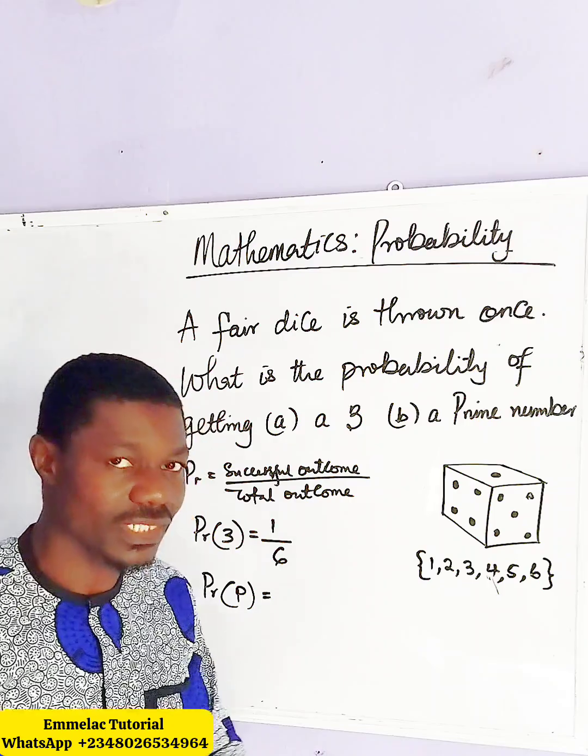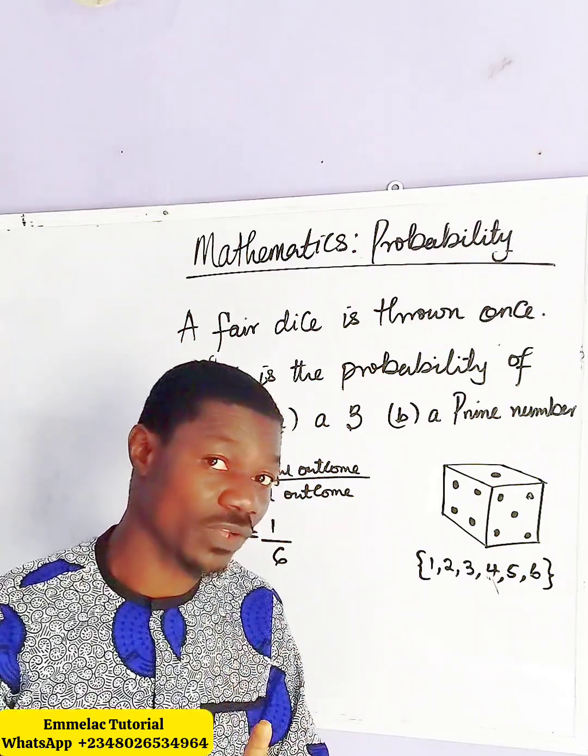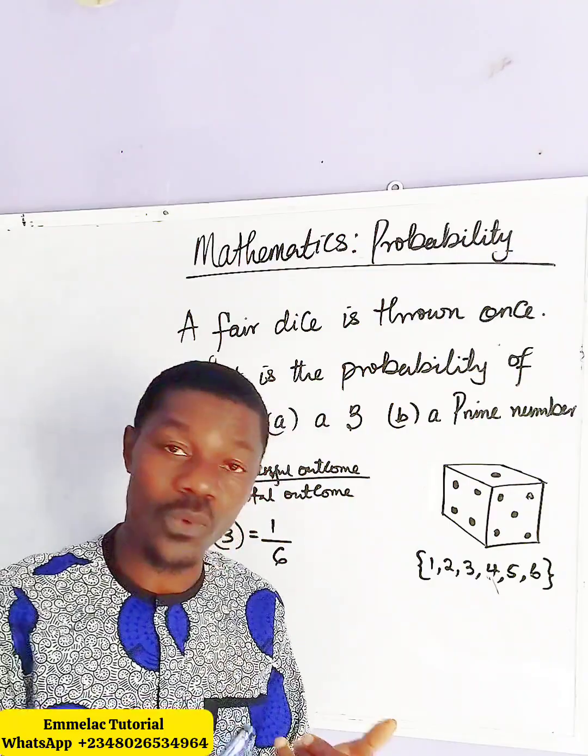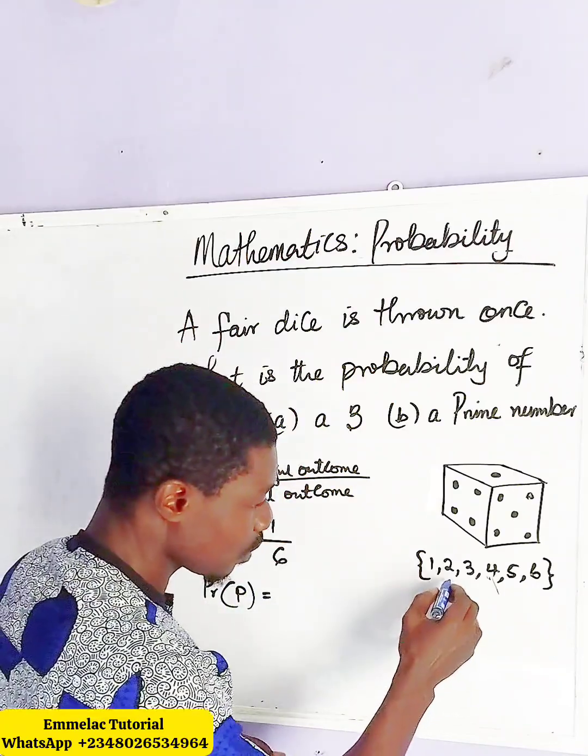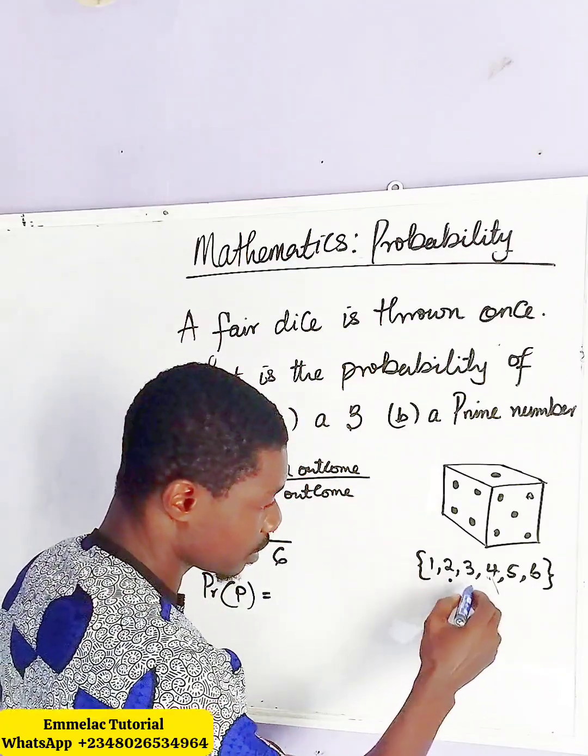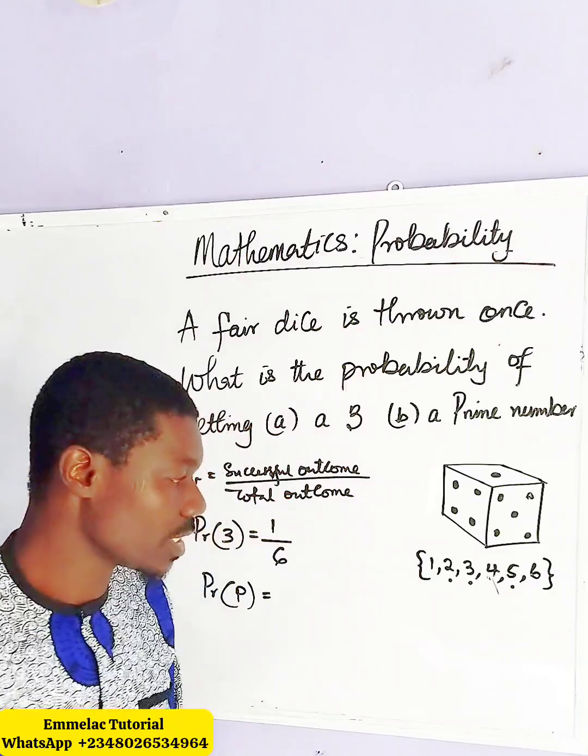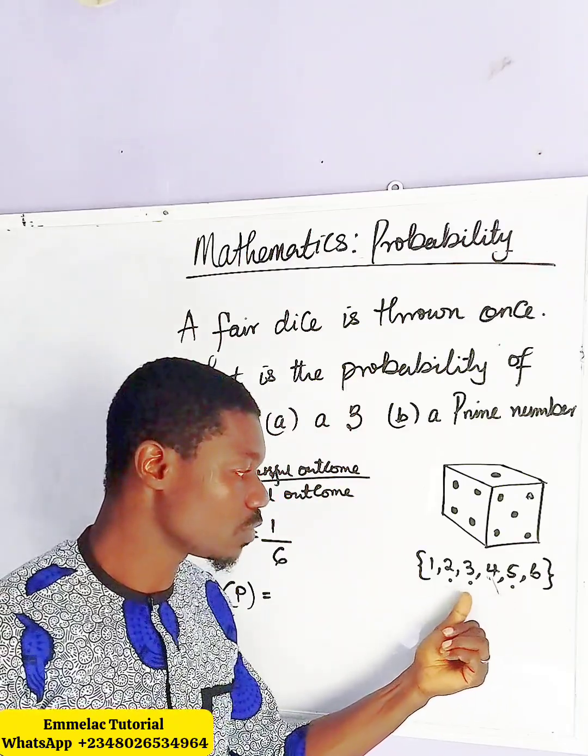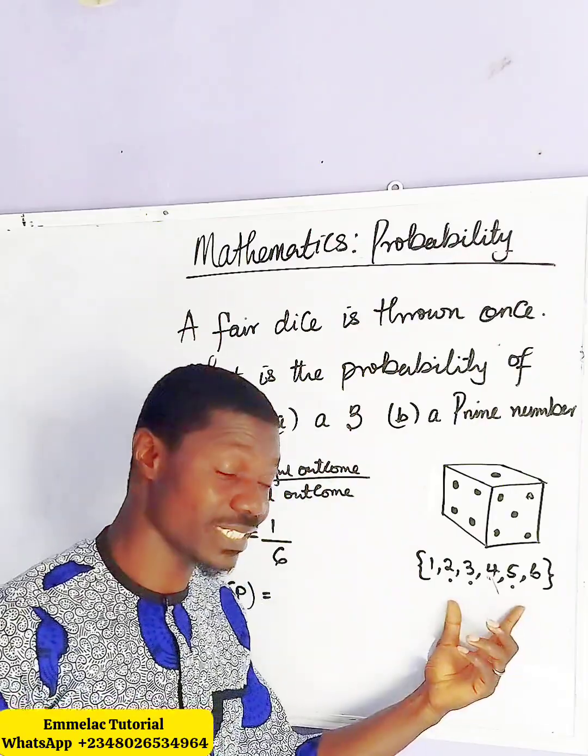The next one: the probability of getting a prime number. What are prime numbers? Prime numbers are those numbers that have only 2 factors, 1 and itself. So in this case, 2, 3, and 5 are the prime numbers in this set.